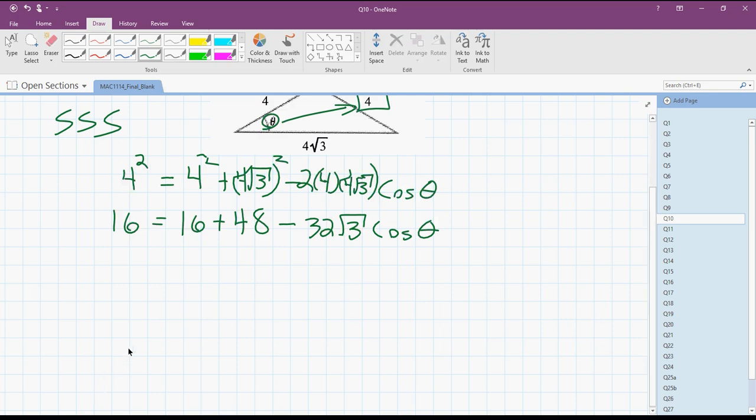Subtract both sides by 16 or 48. Yeah. Take these guys right here, subtract them to the other side.